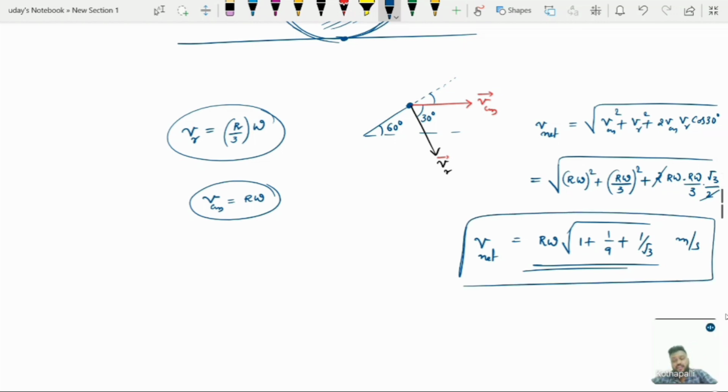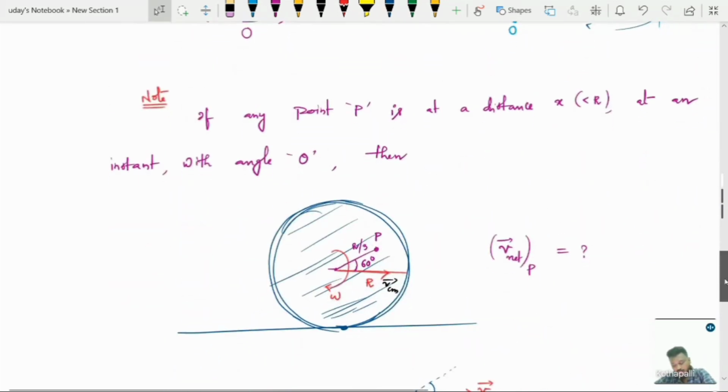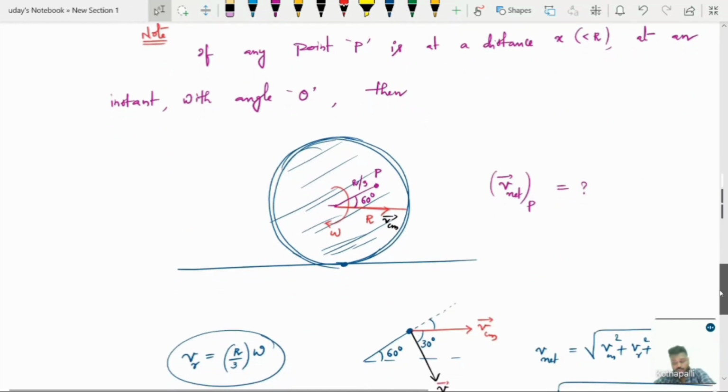So this is the way to calculate the net velocity of any point P in rolling motion or pure rolling motion, according to the instant given and the angle that it is making with any reference line. Okay, I hope you understand. So this is all about the conditions of rolling motion and the situation of a rolling motion.